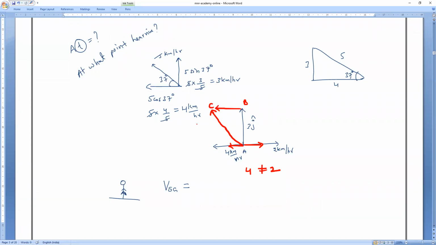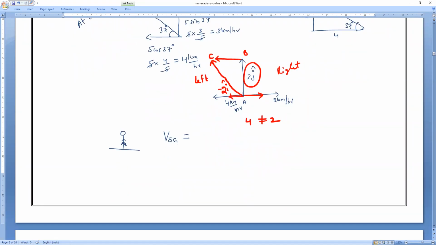Have you noticed it? Is he moving towards the left or right now? Left. And this is the right. Clear? So what is the speed he is moving? -2 i cap. Is it okay, everybody? And vertically he is moving with what? Plus 3 j cap.